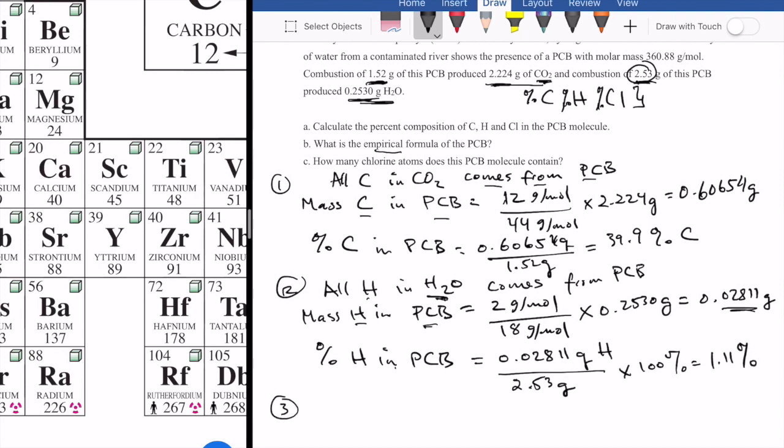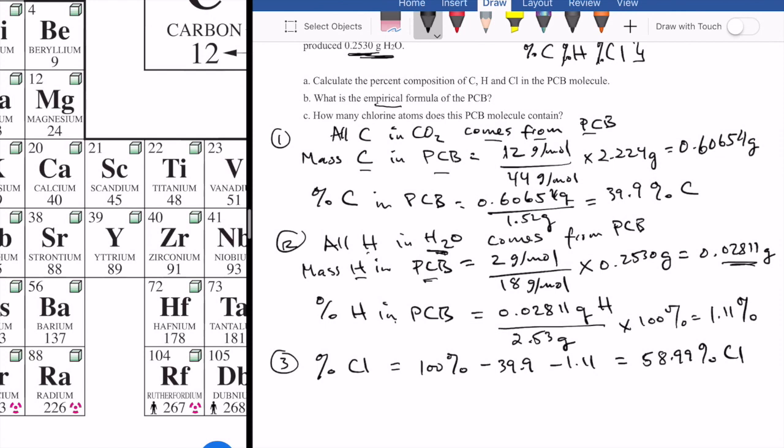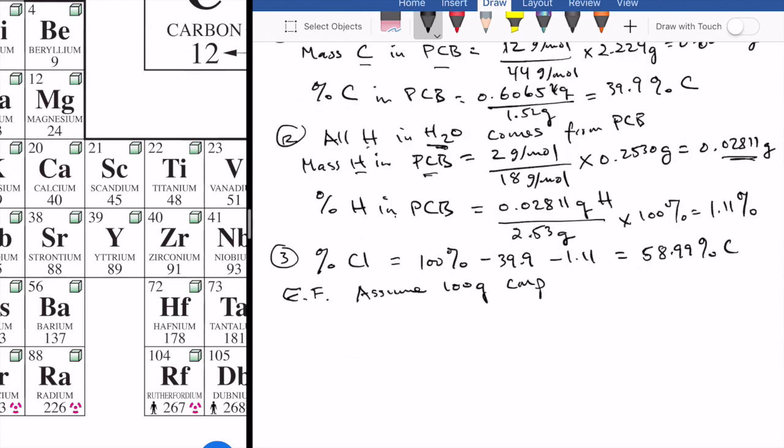Then the third number you need, of course, is the percent of the chlorine. You take 100%, because the three should add up to that, minus 39.9, minus 1.11, which gives about 59% chlorine. What you just did is solve the first part of the question, figuring out the percentages of all of these elements. To figure out the empirical formula, we need to convert all of these numbers to mole ratios of the elements. So we start by assuming 100 grams of our PCB. That means there is 39.9 grams of carbon, 1.11 grams of hydrogen, 58.99 grams of chlorine, and then we have to figure out the mole ratio.